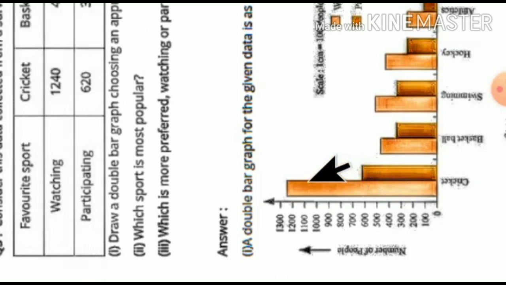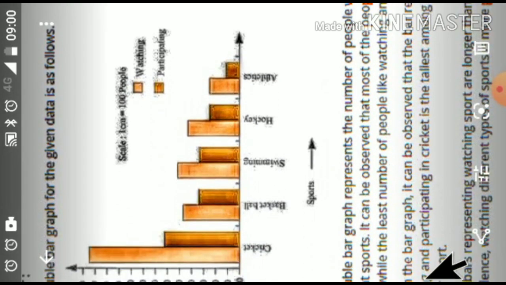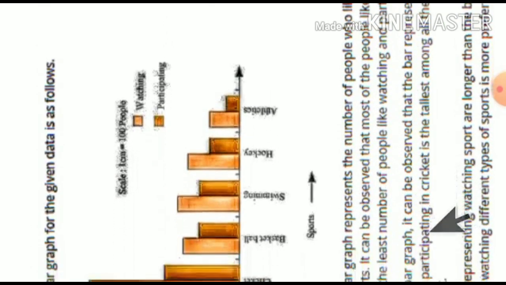Now let us see the second answer. Which sport is most popular? So we can see from the bar graph that cricket is the most popular sport. People are watching and participating more in cricket. From the bar graph it can be observed that the bar representing the number of people who like the sport of cricket is the tallest. Watching and participating in cricket is the tallest among all the bars. Hence cricket is the most popular sport.